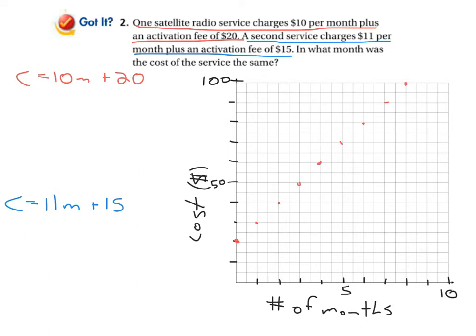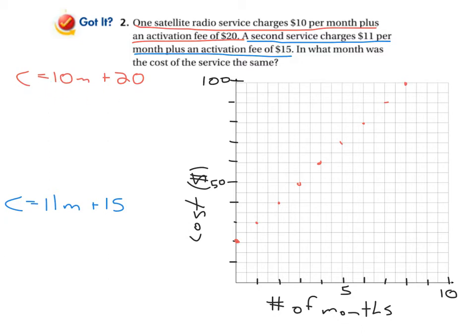Okay, so let me show you what I did here, and I'm not quite done with the problem because I want to finish it with you. One satellite radio service charges $10 a month plus a $20 activation fee. Here's that one-time activation fee. That's going to be a constant at the end. That's not going to change based on the number of months. What will change based on the number of months is $10 per month. So that becomes the coefficient times the number of months. That's the first equation in red.